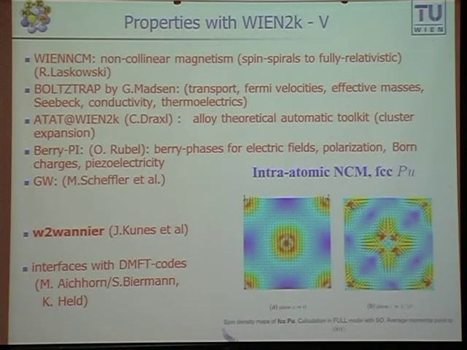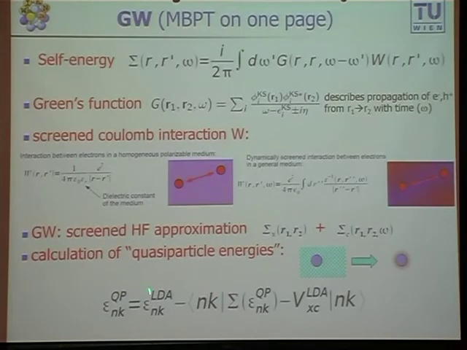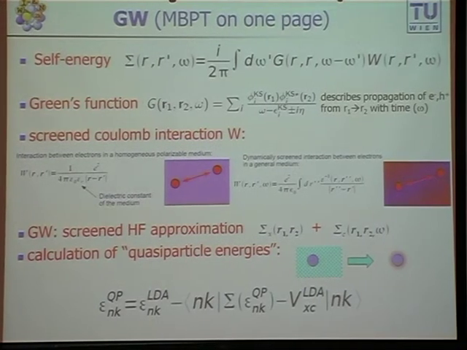There is a module Berry PI, and there is also a GW code. In principle, the quasi-particle energy in GW is calculated from the LDA bands, and then taking the difference between this orbital-dependent self-energy and the LDA potential. Now, if I'm lucky and this difference is almost zero, then my energy bands are in good agreement with theory. No guarantee that that happens.